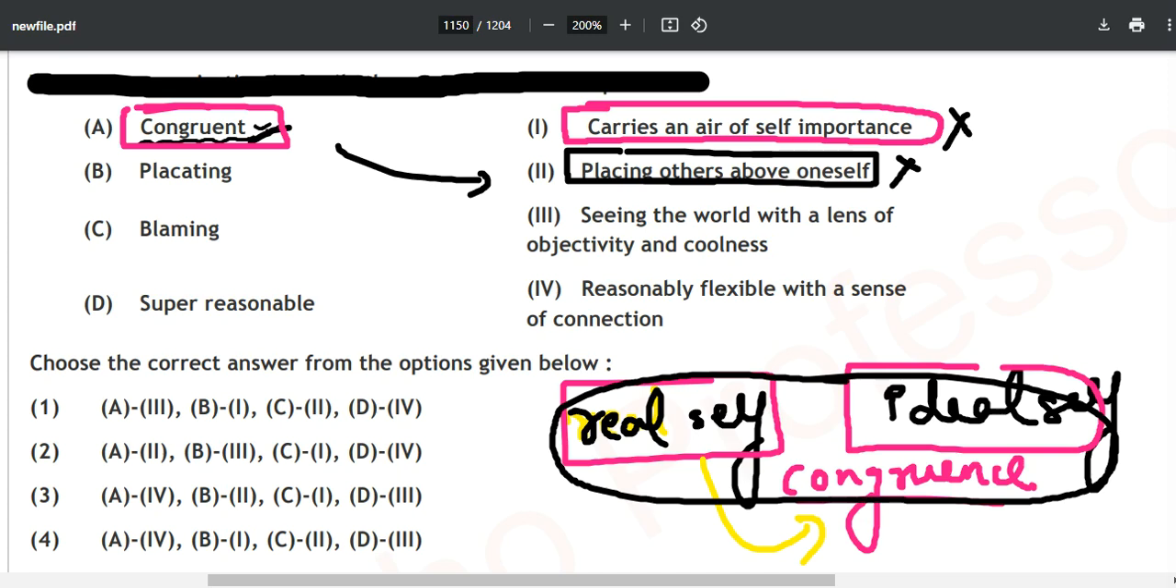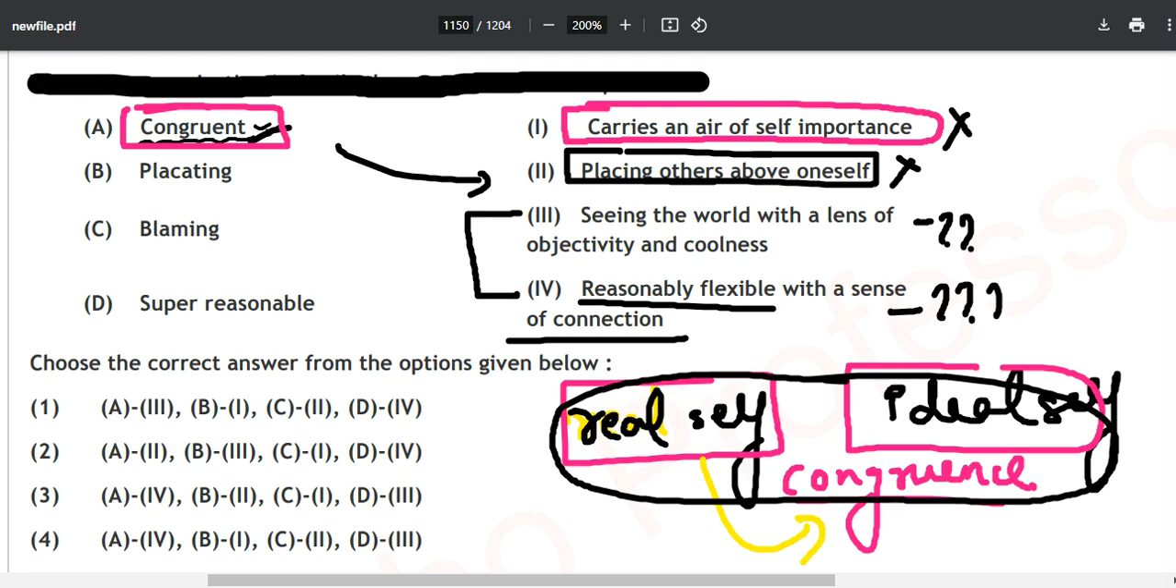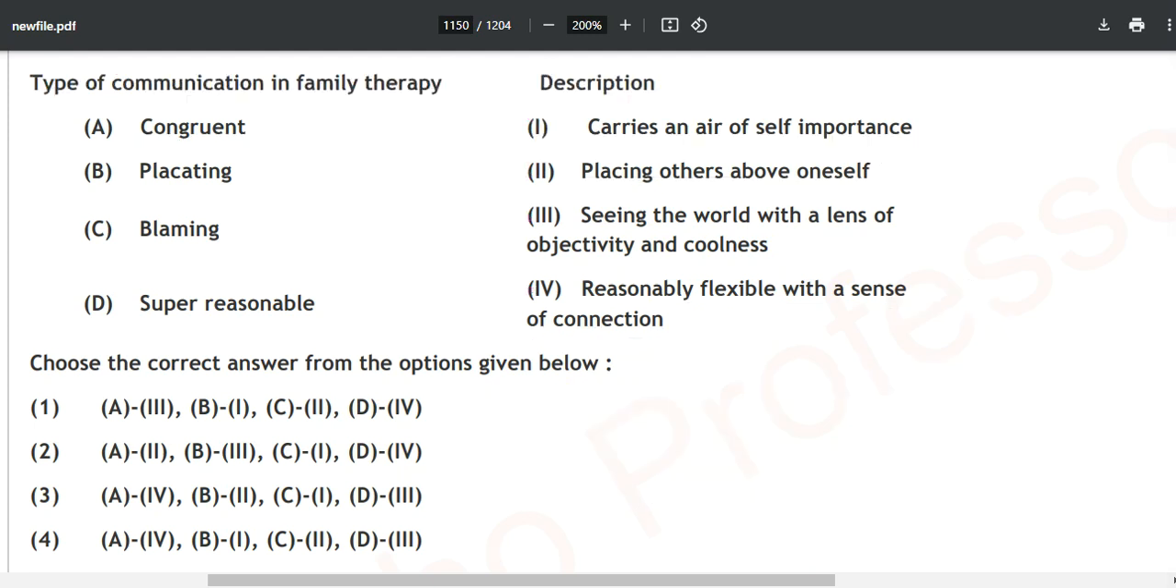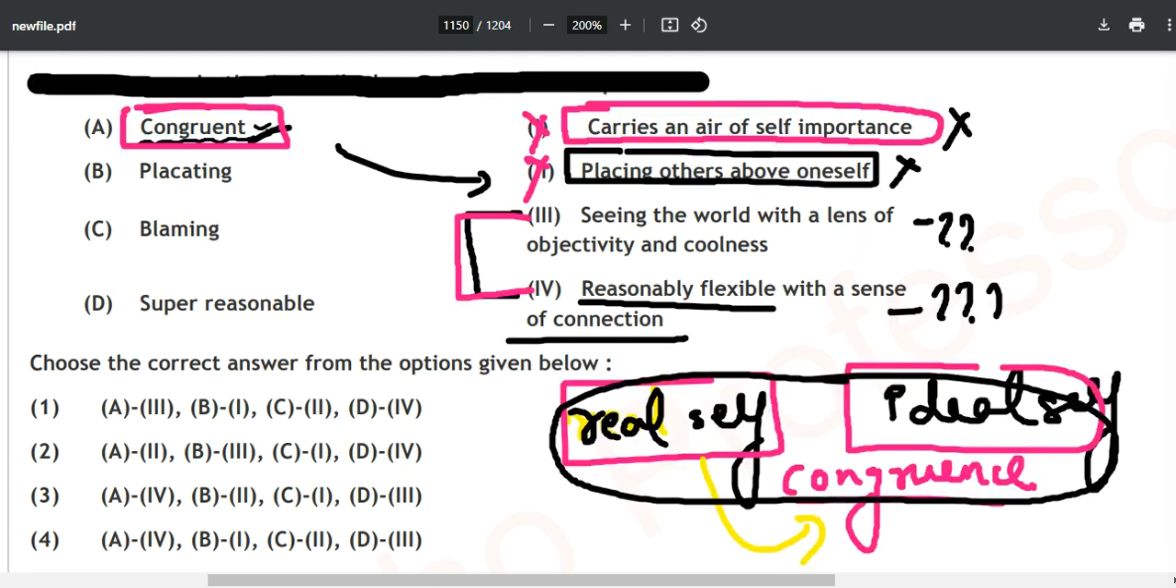Seeing the world with a lens of objectivity and coolness, might be, we are in doubt. Reasonably flexible with a sense of connection. Okay, this can be, but now we are confused. We are in a better position, we have to choose between third and fourth. We have discarded 1 and 2, they can never be the answer. Now we are confused between the third one and the fourth one. Pretty easy now. Now we will look for another word, that is super reasonable. What can super reasonable be? Super reasonable can be carries an air of self importance.